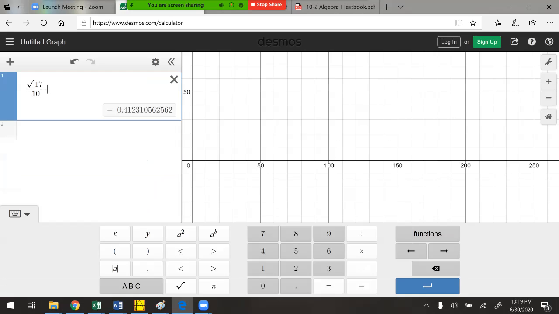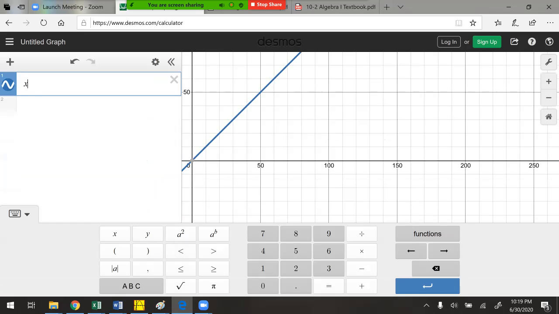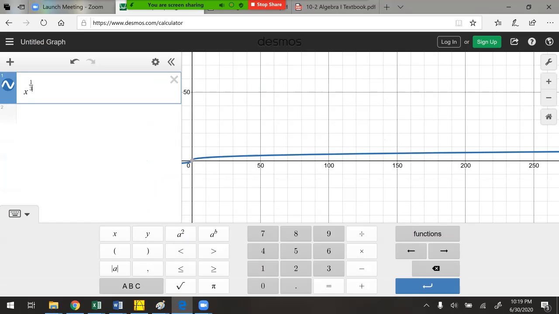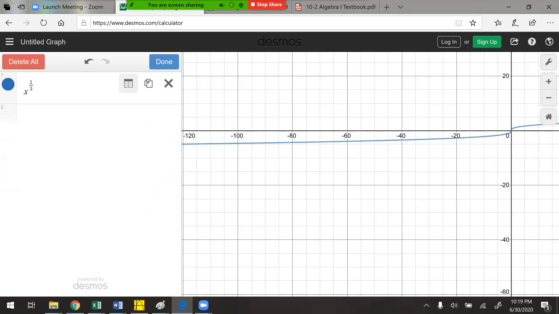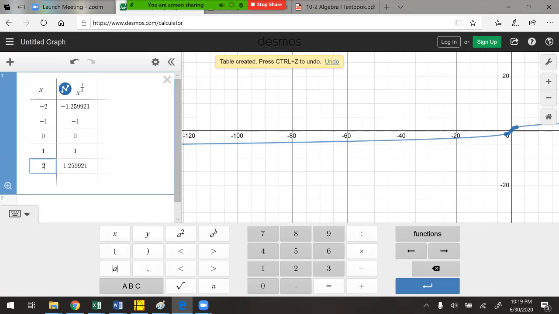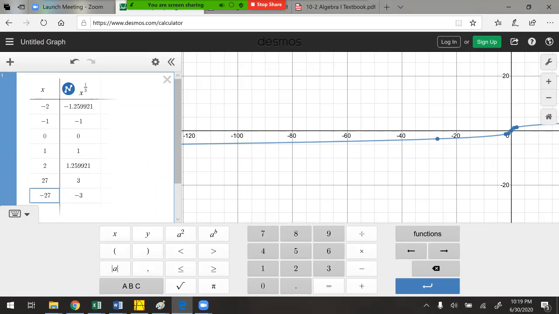What I'm going to do instead is x to the power of 1 over 3. It's actually going to be the same exact thing. And let's find out at 27. Let's make a table for this real quick. 27 is 3, negative 27 is negative 3. There you go, so there's your answers.